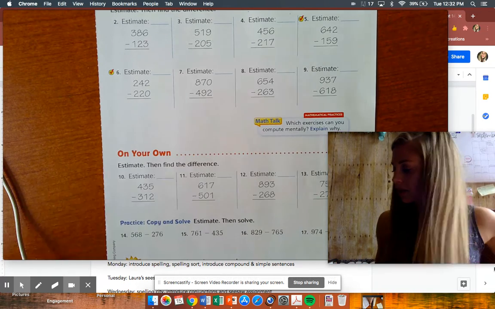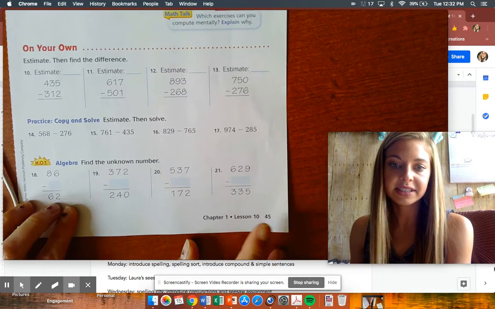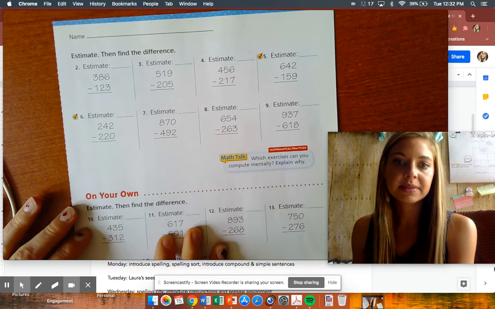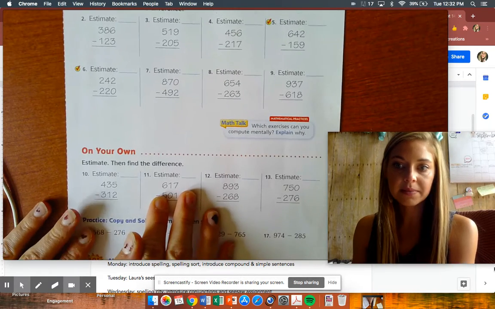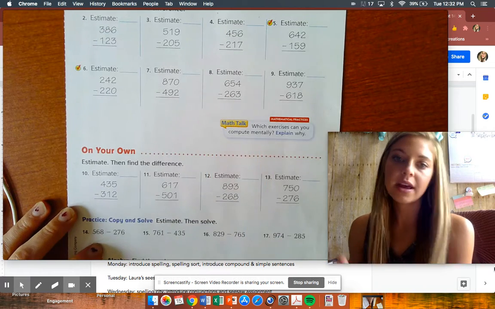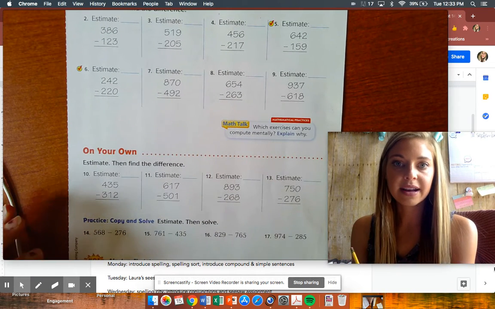And I would like for you to get out page 45, which I have right here. So lesson 10, page 45. And we are going to do some of these problems together. So go ahead and pause this video. And then when you have this paper and you are ready to follow along with your paper and a pencil, go ahead and resume.